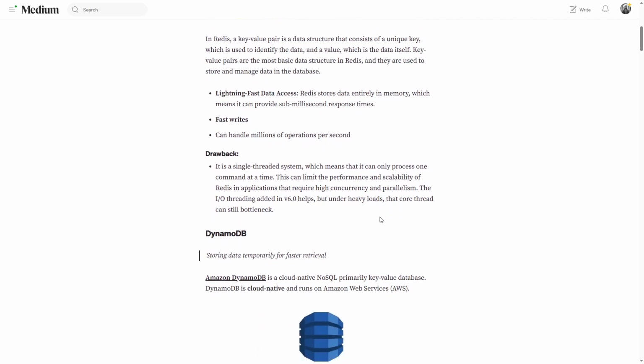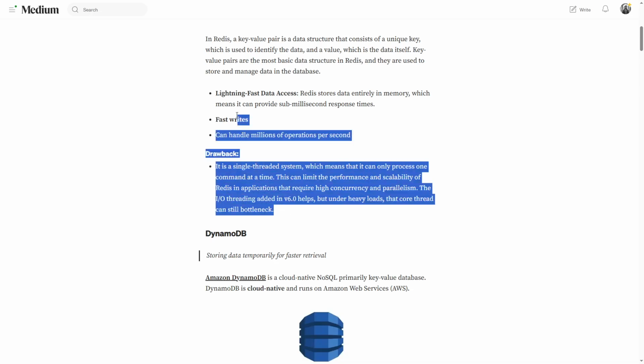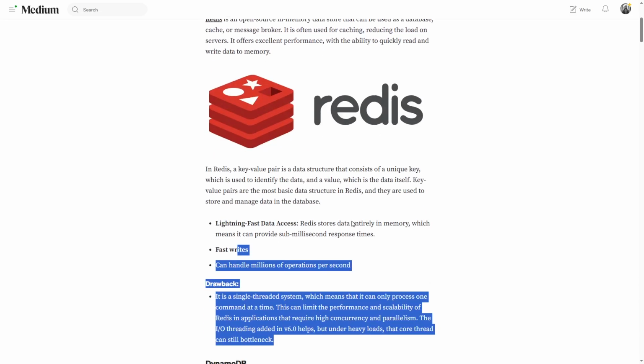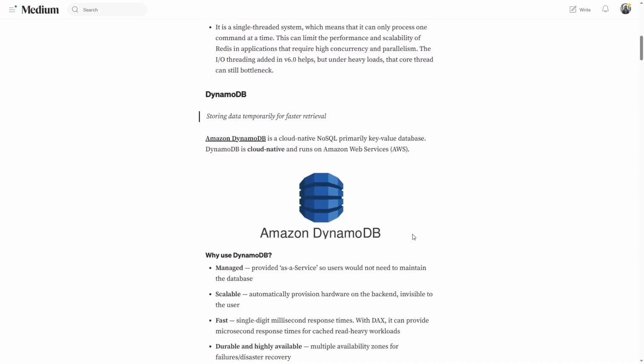The one single drawback is that it is a single-threaded system, which means that it can only process one command at a time, and this can limit the performance and scalability of Redis in applications that require high concurrency and parallelism. So it is good for systems where we don't have many concurrent accesses to the same set of records. But if we are making calls for different records, we will be fine. So this is one very commonly used key value store.